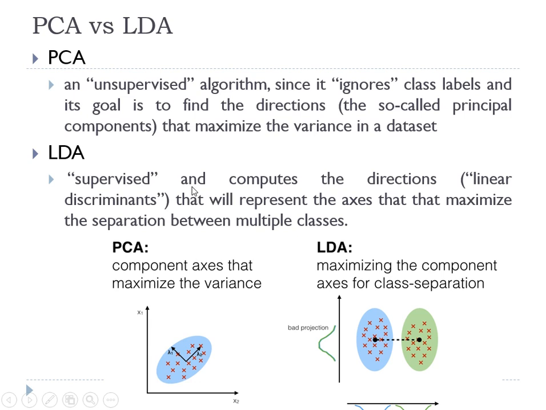Now LDA is supervised machine learning, and it computes directions which we call linear discriminants, which represent the axis that maximizes the separation between multiple classes. So LDA is a supervised technique. You're computing the directions, which we call linear discriminants, representing the axis that maximizes separation between blue and green.